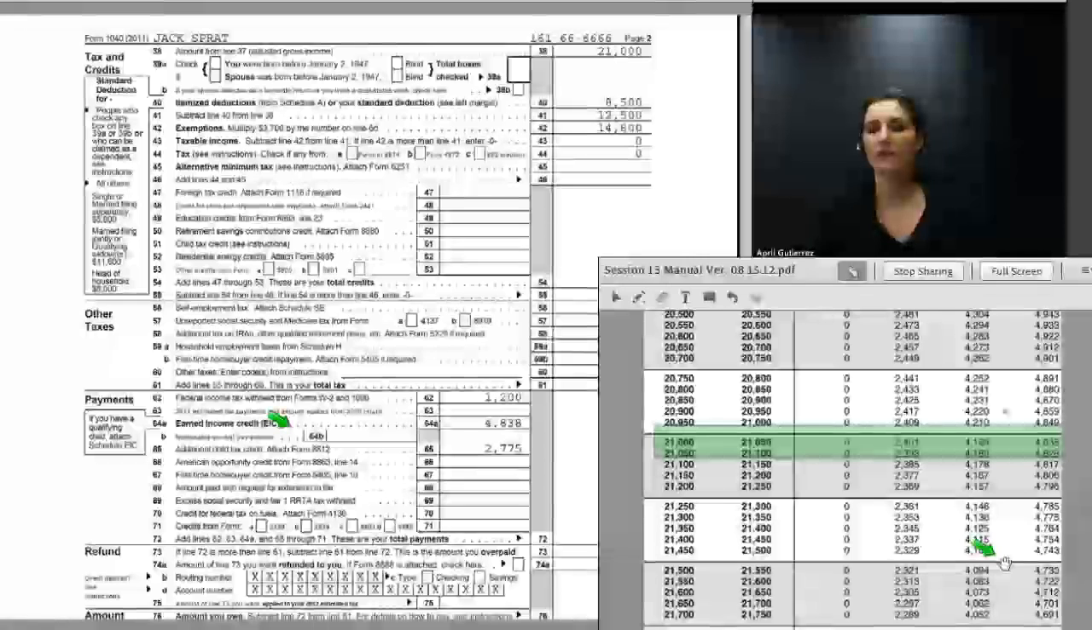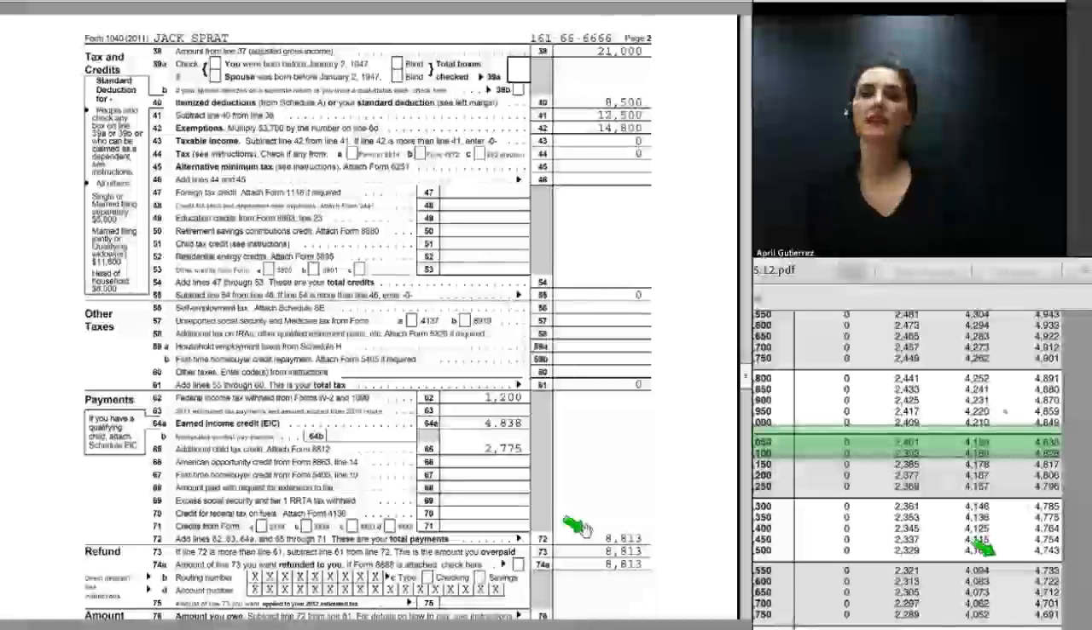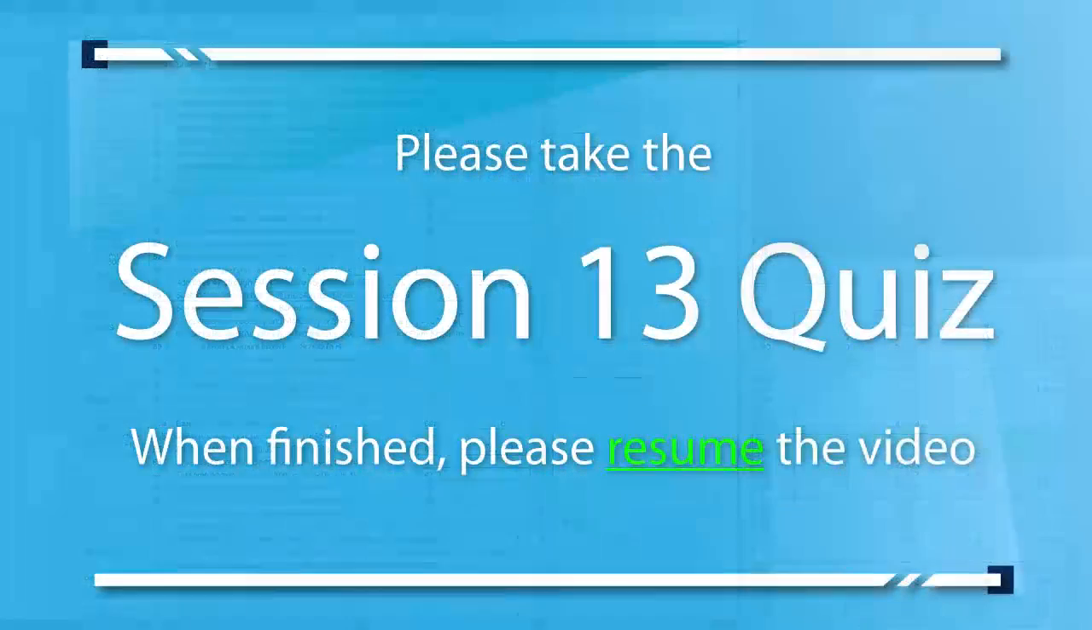So he's better off not making that particular election. He enters the $4,838 on the line. He adds up all of his withholdings and credits, and he has a refund of $8,813. So that concludes the review of the Session 13 homework assignment. It is now time to push pause on video playback to complete the Session 13 quiz.